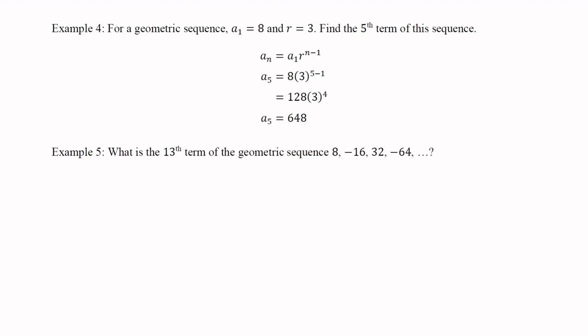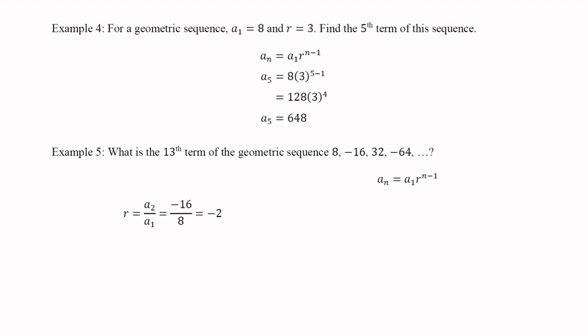What is the 13th term of the geometric sequence given here? So here we know that a sub 1 is 8. If we want to find the common ratio, we find out what our multiplication factor is by taking a sub 2 and dividing it by a sub 1. So negative 16 divided by 8 gives us negative 2. In other words, we multiply 8 by negative 2 to get negative 16, and negative 16 by negative 2 to get 32, and 32 by negative 2 to get negative 64.